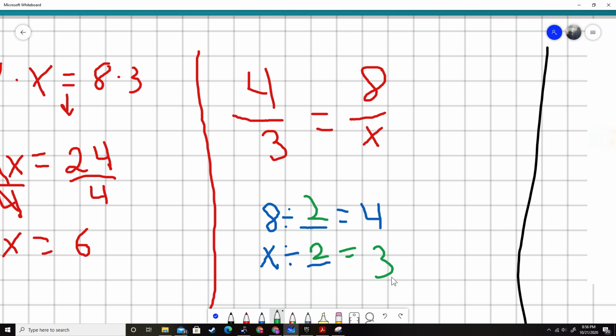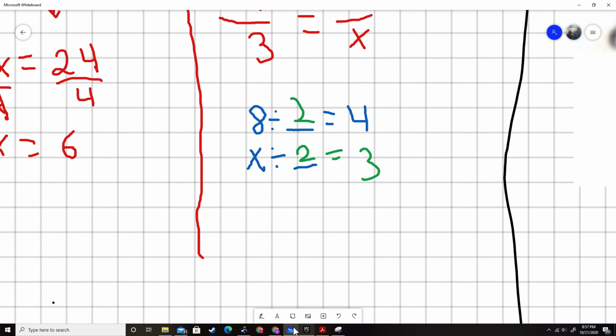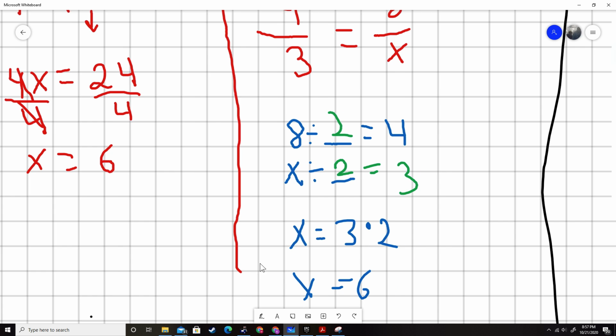Now, if that's the case for that math right here, what we need to do is go through the inverse of what's happening here. That lets us know that x is equal to 3 times 2, and 3 times 2 is just 6. So that means that x is equal to 6, giving us the same math as we did on the previous one.